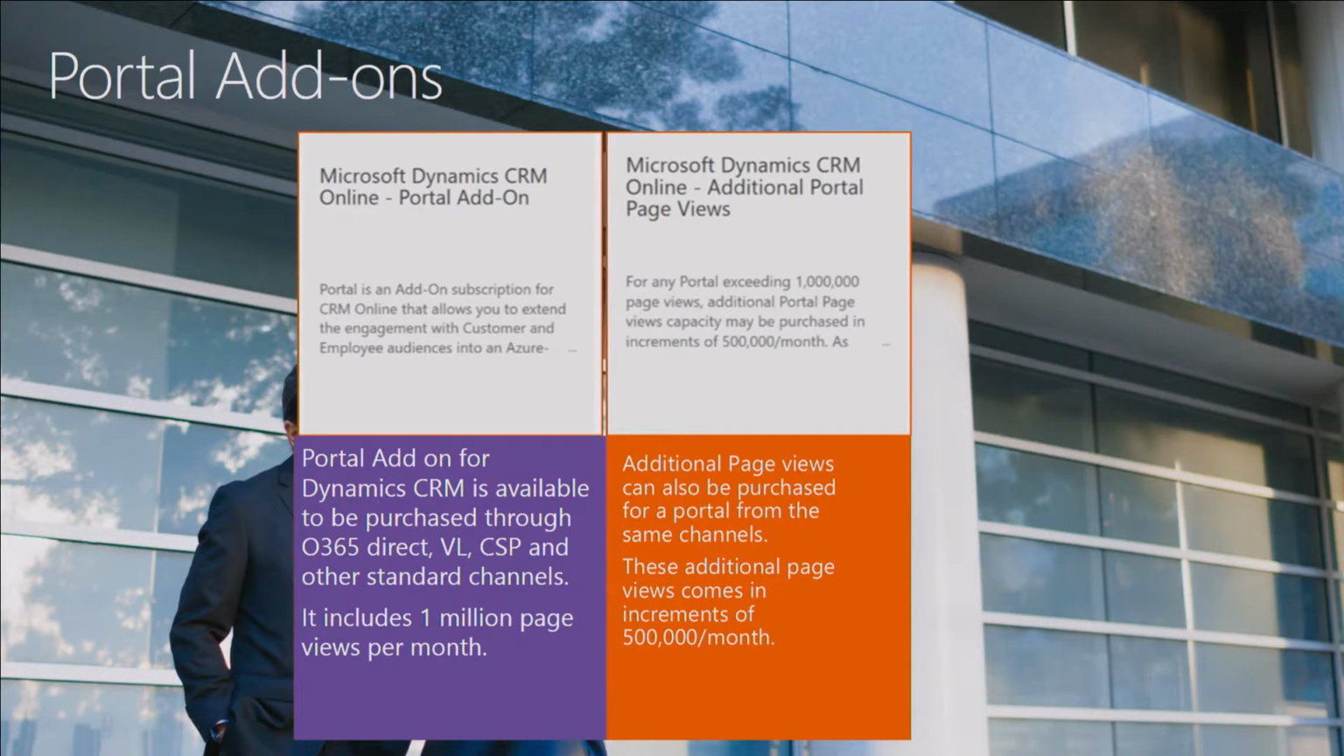You can buy it today. We also do an additional add-on if you are seeing that your portal usage is way higher than 1 million. Then you can buy page views, which are increments of 500,000 per month. These can be added to your portal, and you can buy as many page views and as many portals as you want. Buy more, and we probably will give a discount if you buy two someday.